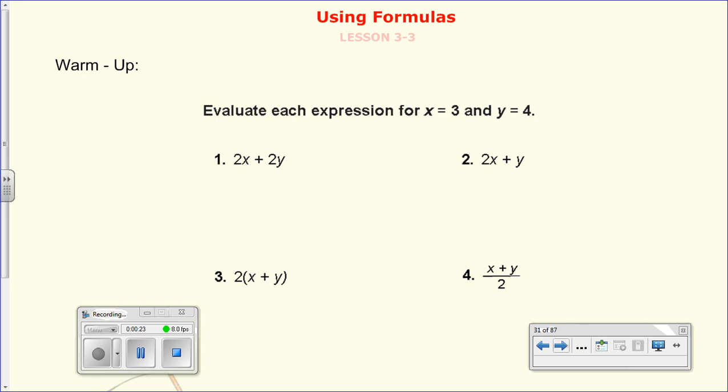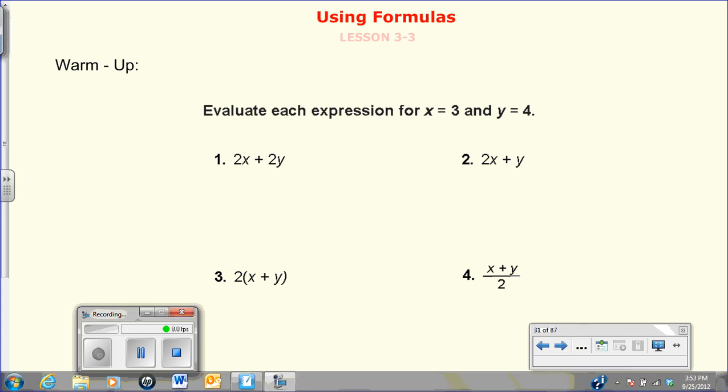For our warm-up tonight, it says evaluate each expression if x was 3 and y was 4. So again, you're going to replace every x with 3 and every y with 4 in these equations. I want you to go ahead and do these, and when you're all done, come back and check your answer. This would be a good warm-up for you tonight. So go ahead and do that now.